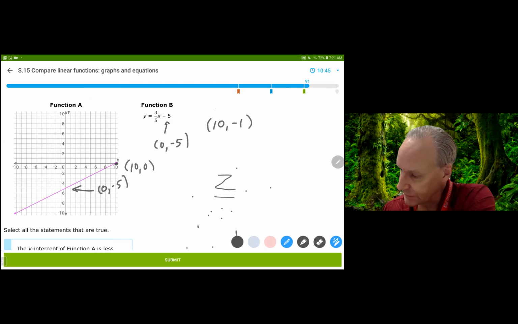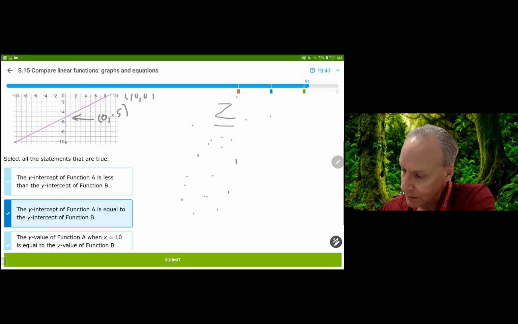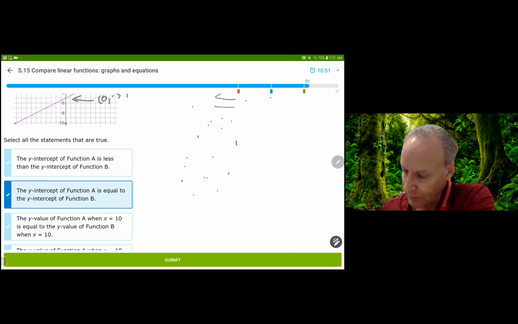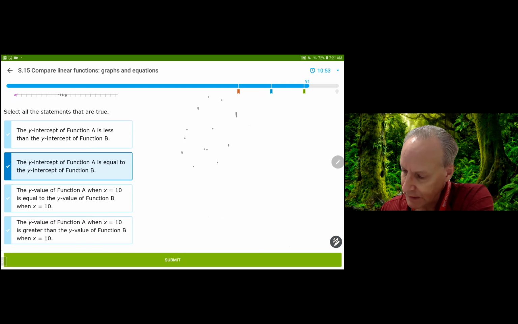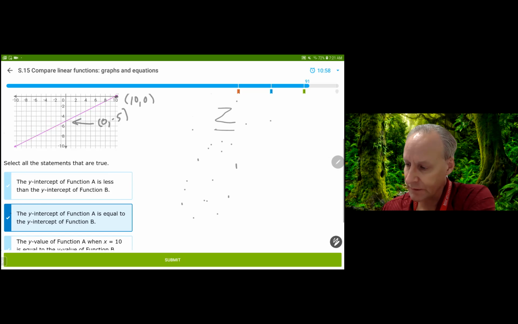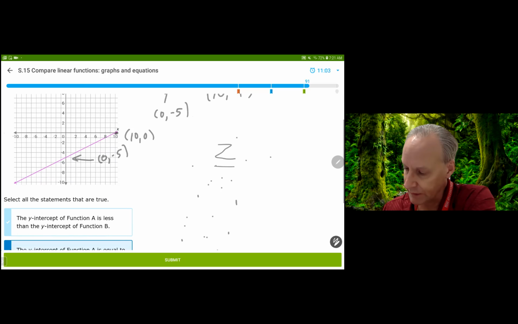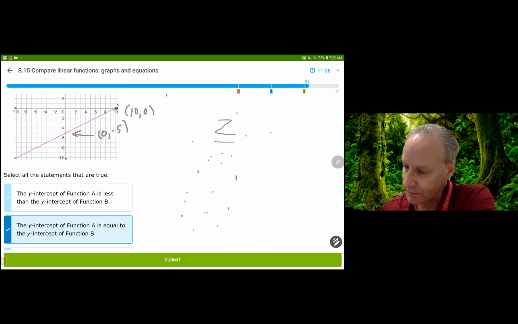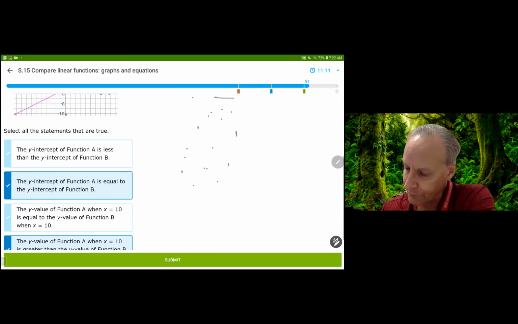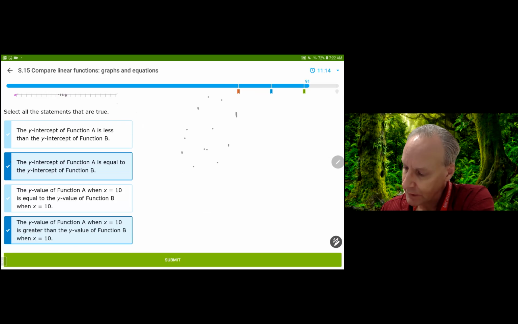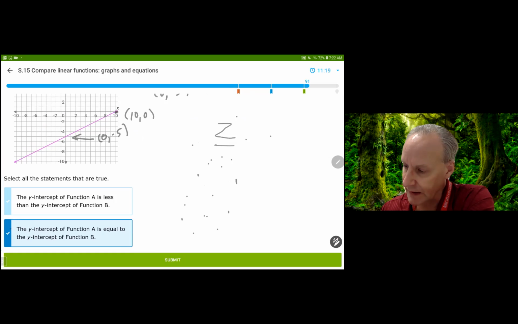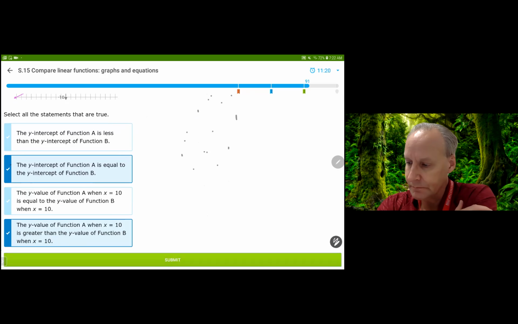So let's take a look and see what it says down here. They're not equal. Function a when x equals 10 is greater. A lot of people are going to mess that up because they're not going to realize that 0 is greater than -1. So we need to be really careful. The y-intercept is less, the y-intercepts are equal, and the y value at x equal to 10 is greater for function a than b. Okay, that's good.